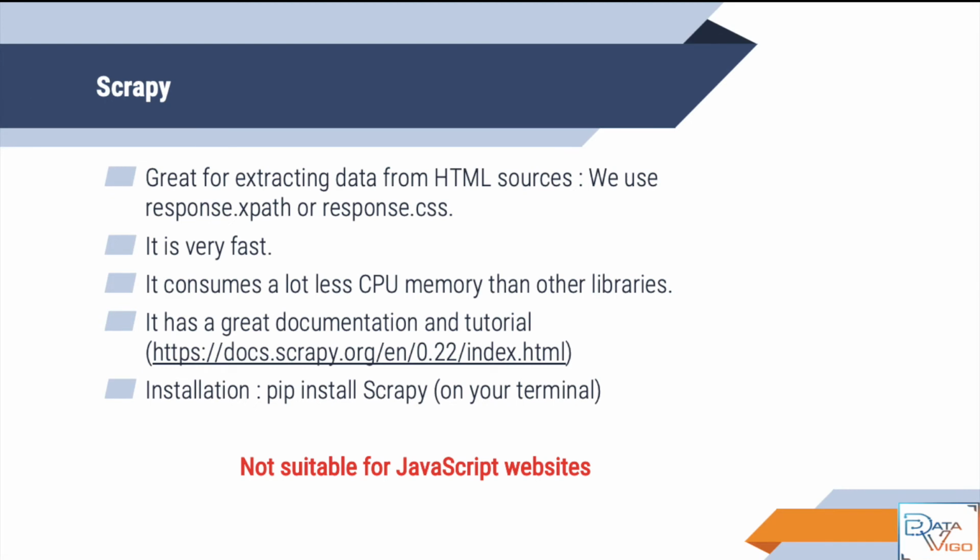Scrapy is great for extracting data from HTML sources. So normally we use response.xpath or response.css, which is a simple query that we're making from the HTML or XML website. I'll show you in an example. It is very fast. It consumes a lot less CPU memory than other libraries, and it has great documentation and a tutorial that you can find in this link. Installation is also very easy.